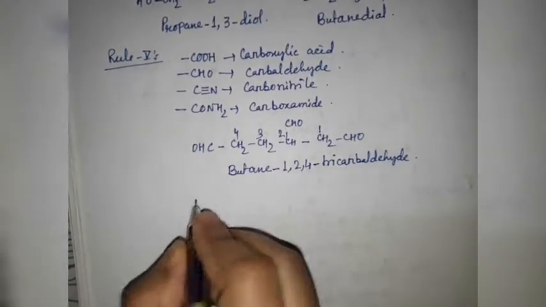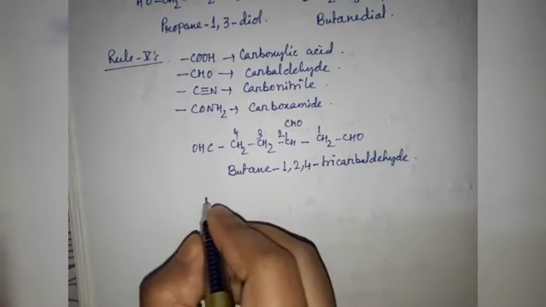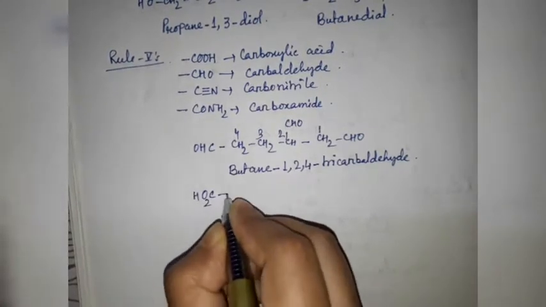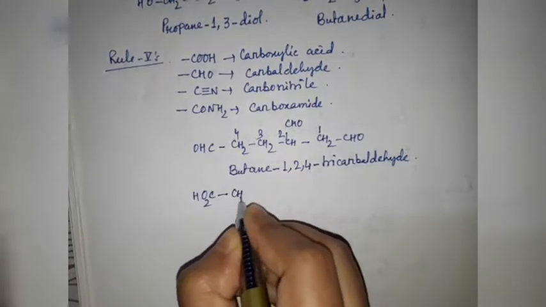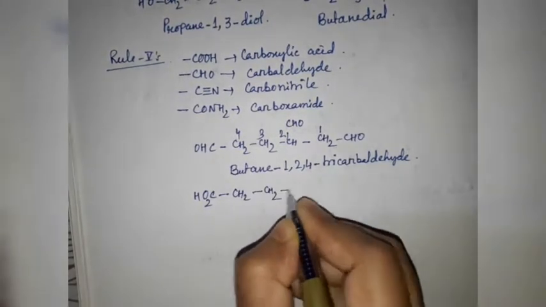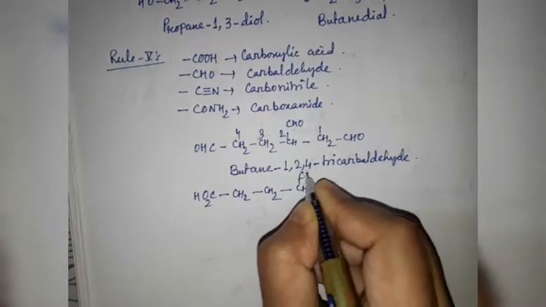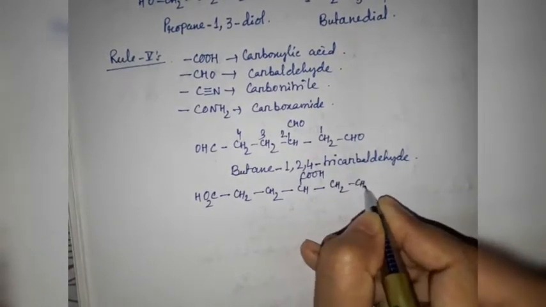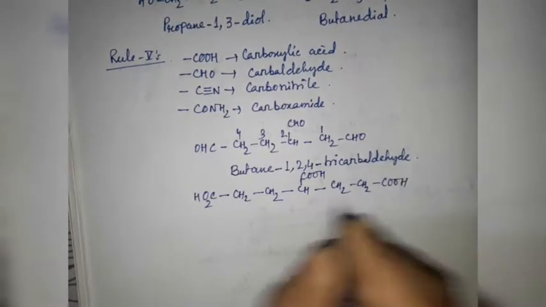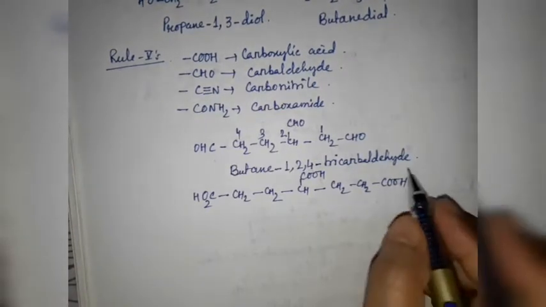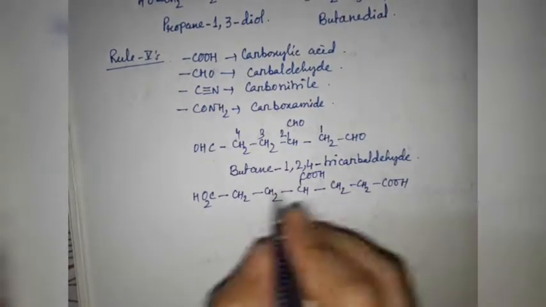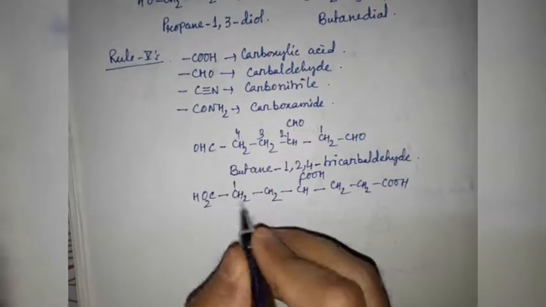And suppose COOH groups are there, more than 2: COOH, CH2, CH2, CH, COOH, and CH2, CH2, COOH. That means 3 carboxylic acid groups are there, so they are not considered as the part of the parent chain. So we have to start from here.